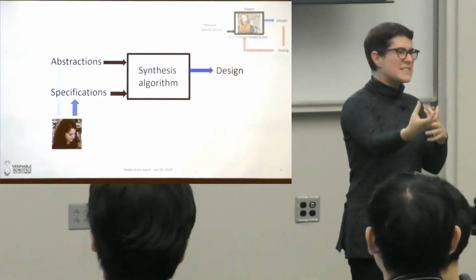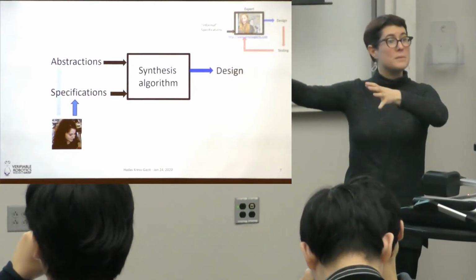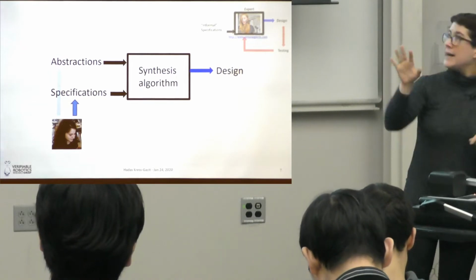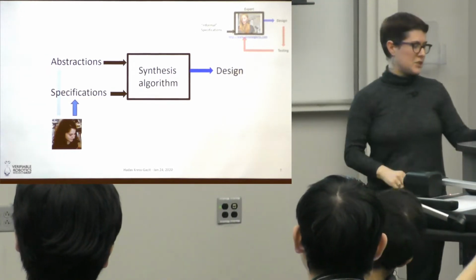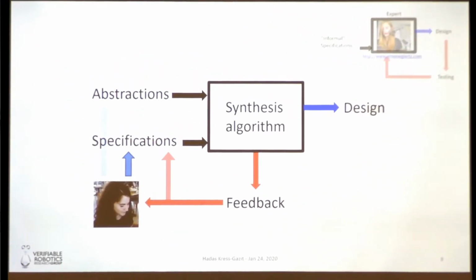Maybe the user would provide some of the abstractions, maybe they would change them, maybe the abstractions will come from a designer, someone who's an expert, who creates the abstractions and specifications. And the second part, which is very important, is the thing that we get from the testing, from the intuition of the designer, from the knowledge that they have: getting this feedback.